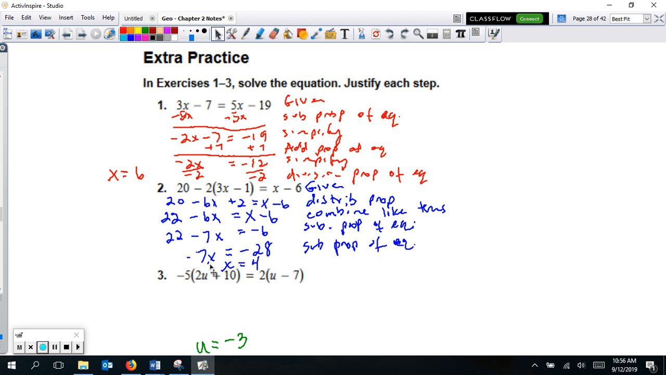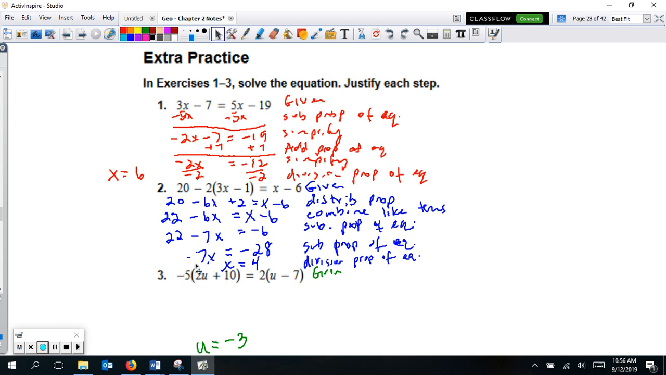And then the last step here would be from going from here to x equals 4, we would divide by negative 7, and that's the division property of equality for our answer part. So for the x equals 4 part, that's the division property of equality. On 3, the first thing we have to do on 3, we'll write given. Okay, that's always the very first thing you're going to say is given for what you're given.